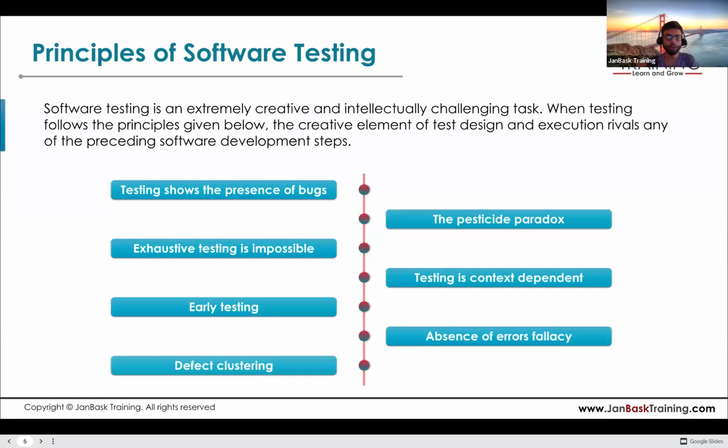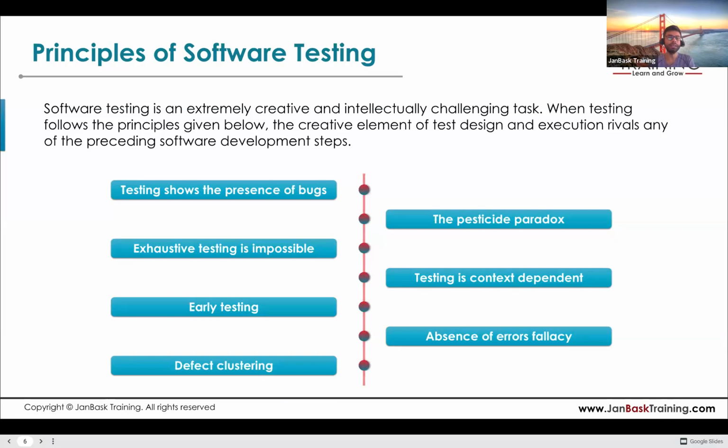The first principle of software testing is testing shows the presence of bugs. What do you understand by this statement? When you test, you will know, like bugs meaning errors. You will know what the errors are, that are standing in the way of making a good product.